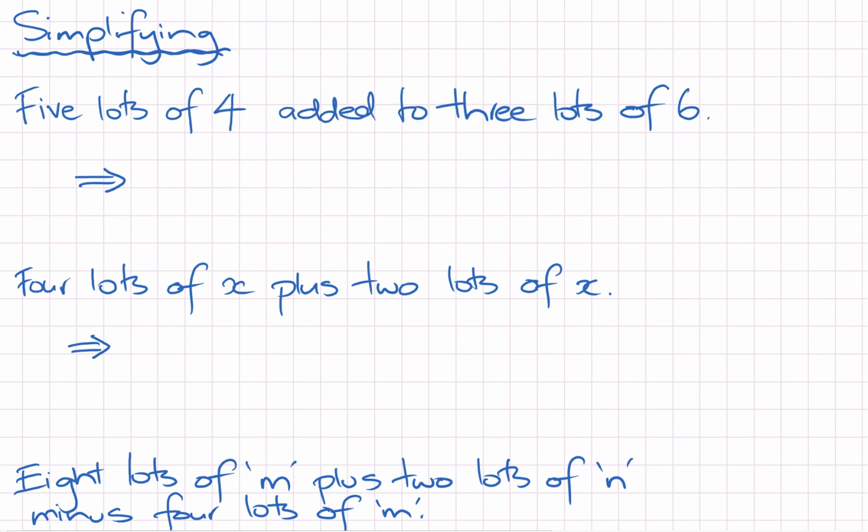Hello, in this video we're going to have a look at simplifying. So in this first example it says 5 lots of 4 added to 3 lots of 6. So we're taking an English expression and we're going to change it into a mathematical statement. So 5 lots of 4 means 5 times 4. Added to means plus.